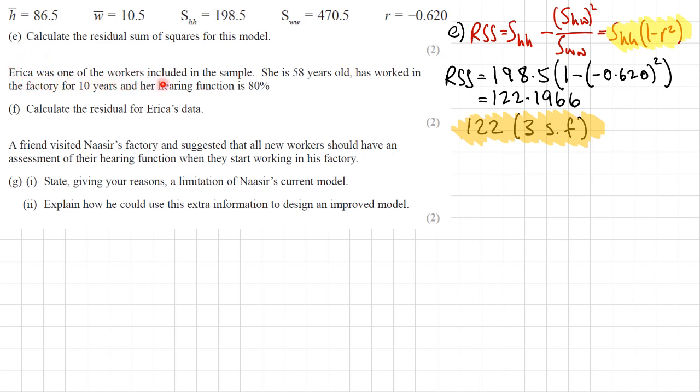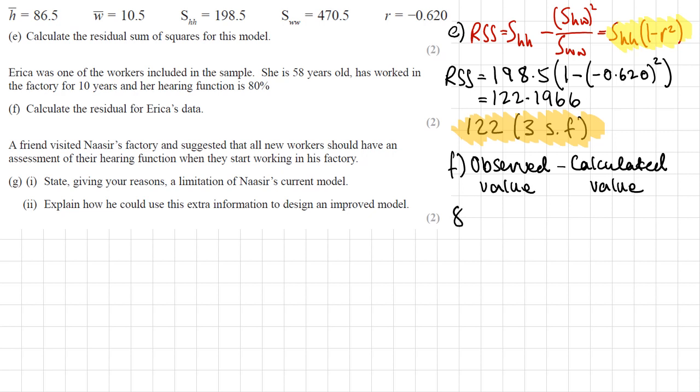Part F, what does it say just before part F? Erica was one of the workers included in the sample. She is 58 years old and has worked in the factory for 10 years and her hearing function is at 80%. Part F, calculate the residual for Erica's data. Now to calculate a residual, we take the observed value and we subtract the calculated value. In this case, the observed hearing function was at 80%. And we're going to subtract from that our calculated hearing function.